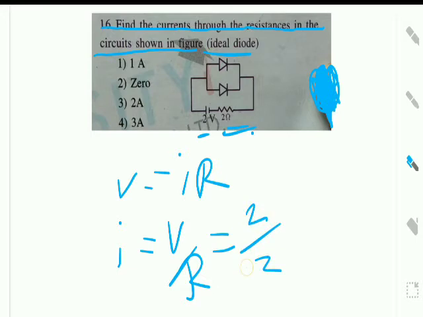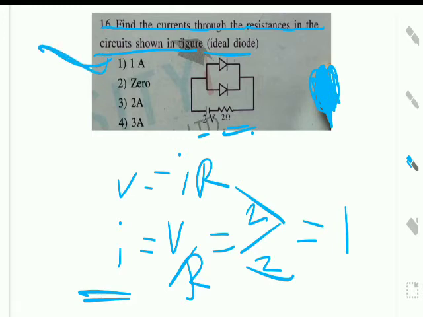I is equal to V by R. V is equal to 2 volts, resistance 2 ohms. Then 2 by 2 is equal to 1. Current is 1 amp. Our answer is option first one is the right answer.